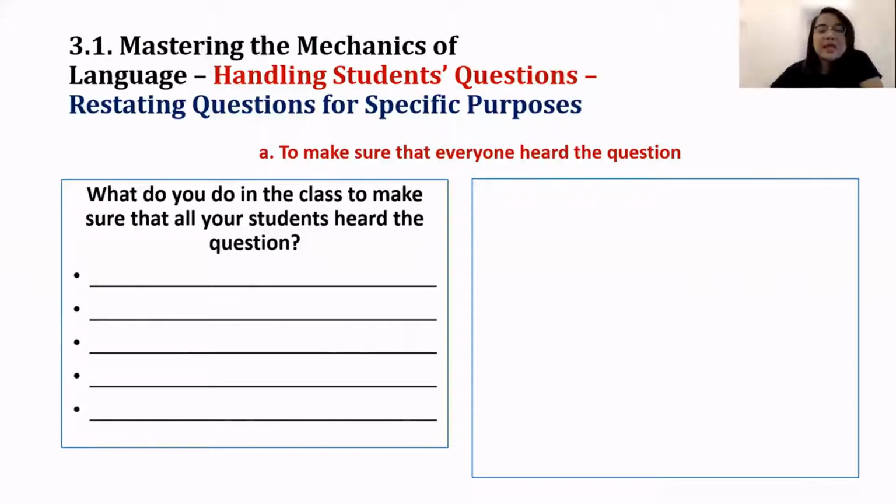So let me start by asking you this question. What do you do in the class to make sure that all your students heard the question? Like the situation that I just mentioned, student A asks you a question, right? And you want to answer, but you need to make sure that other students in your class already know, understand, and heard the question being asked. What do you do? What do you say? Write it down on the left side of slide 15.